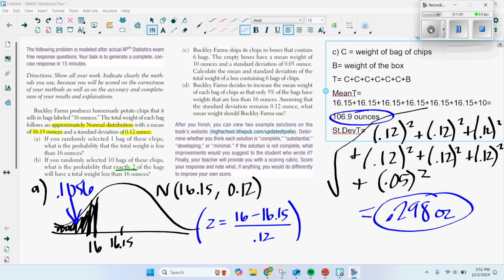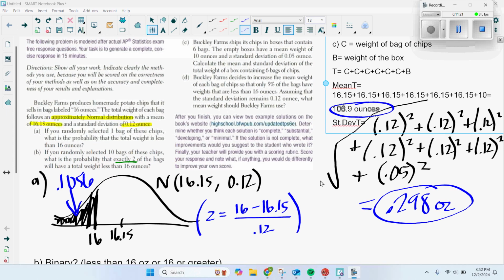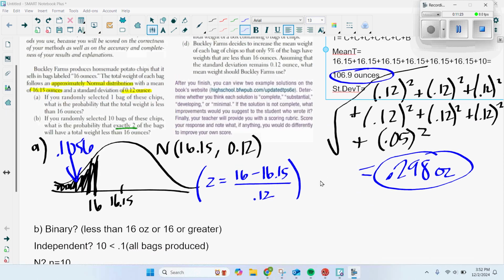For some reason, I was thinking this would be a question about like the weight of the box together, and it's really common on AP test and also on my test to have to take the mean and the standard deviation from part C and use that in a new scenario. But that's not what's happening here. So let's actually draw a picture of what they're saying. I think that that'll help us make sense of it.